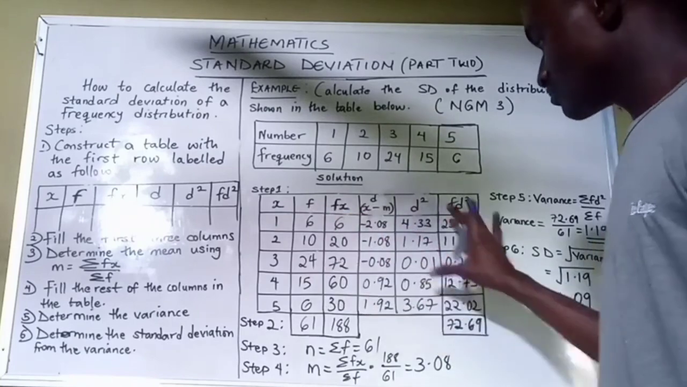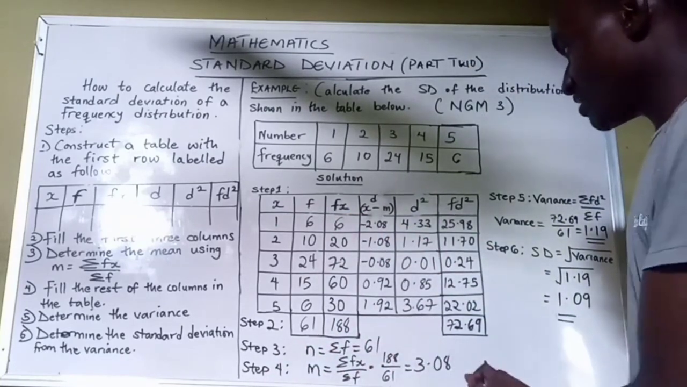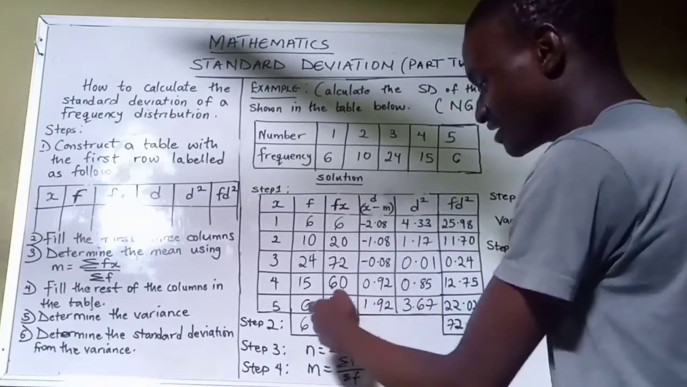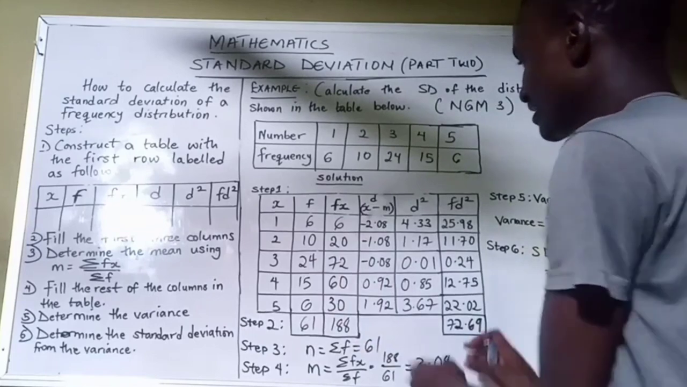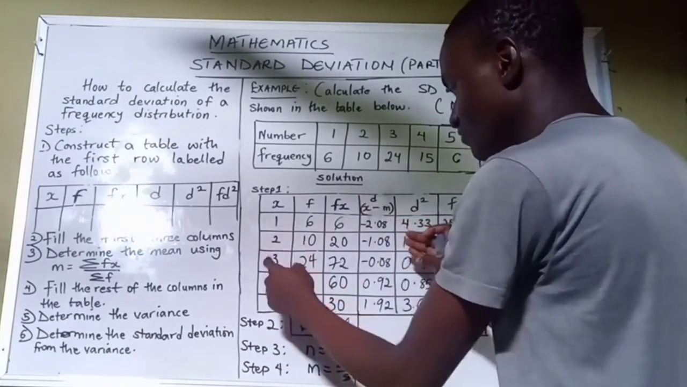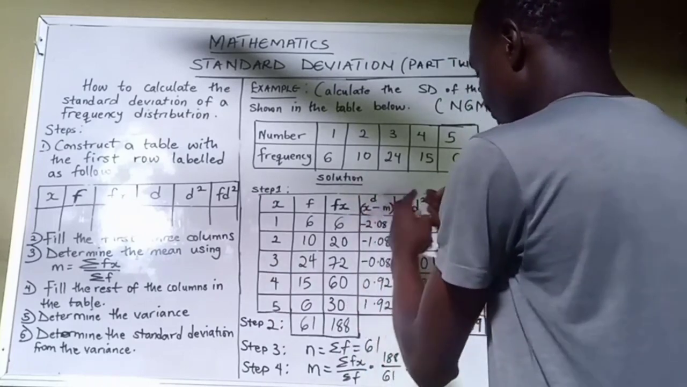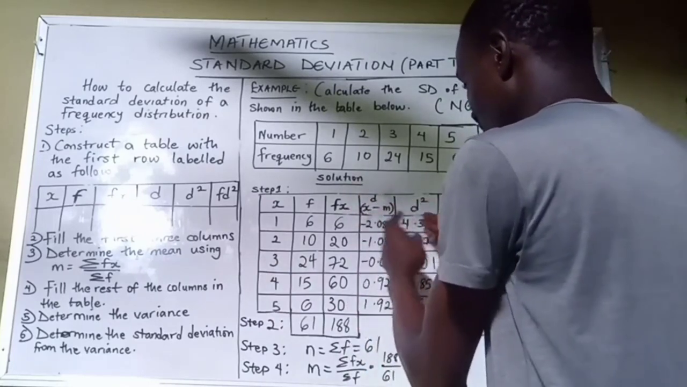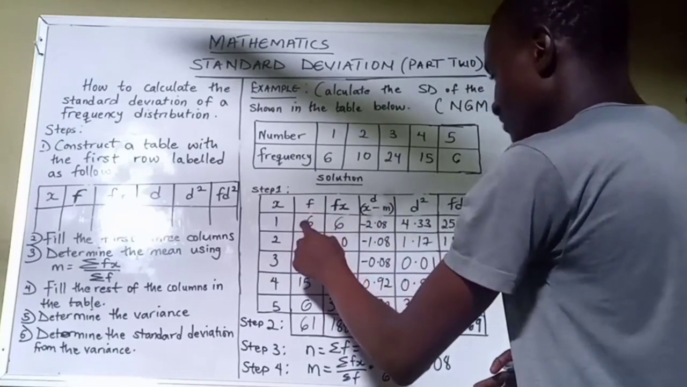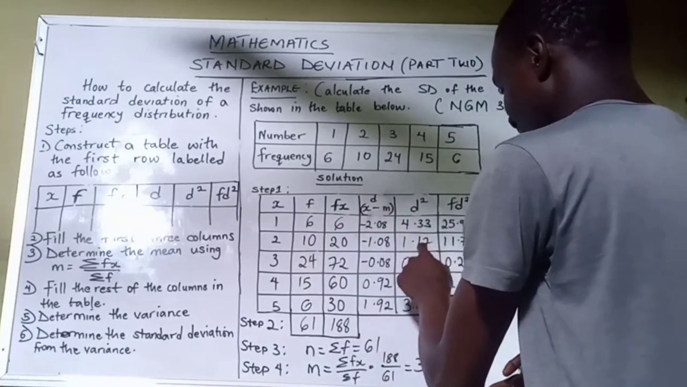Fill this table, compute your mean. After computing your mean, doing the summation of this, the total of this divided by the total of this, you've gotten that. Then use this to find your deviation of each of these numbers from it. When you have been able to do that, do the square of each of these. You fill that. Then finally, multiply each of the frequency by the d squared.